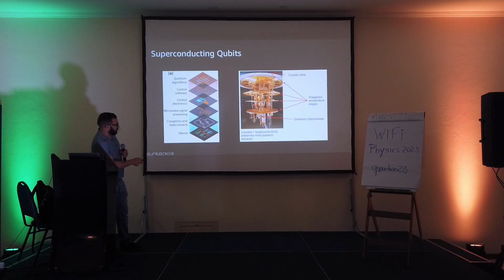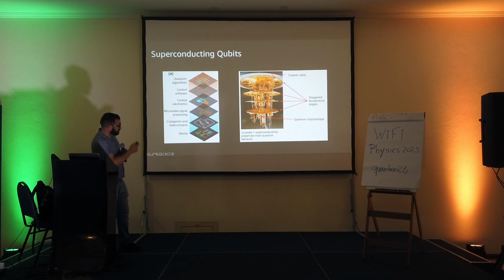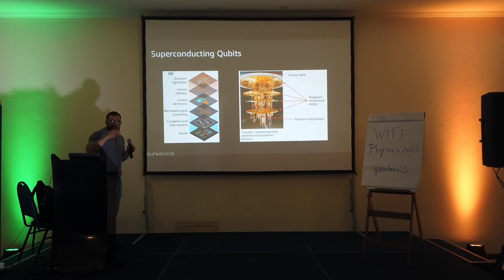Right here is where you have your quantum chip with the package around it. And the idea is that we want to use superconductivity, and we will use these cryostats to preserve most of the quantum behavior, to really filter as much noise as possible.